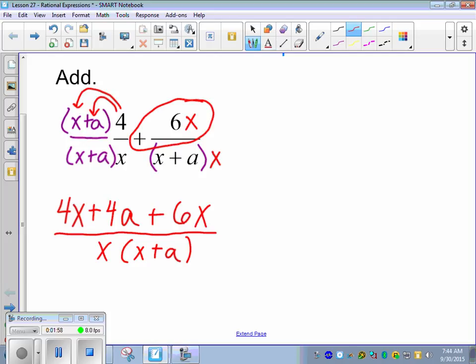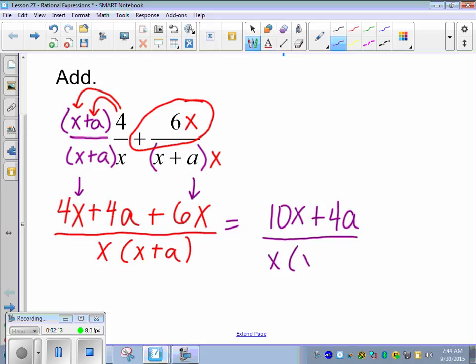And then we, of course, can add like terms in the numerator. Those x's can add together: the 4x plus the 6x gives me 10x. And then I still have plus 4a, all over my common denominator. And we're done.